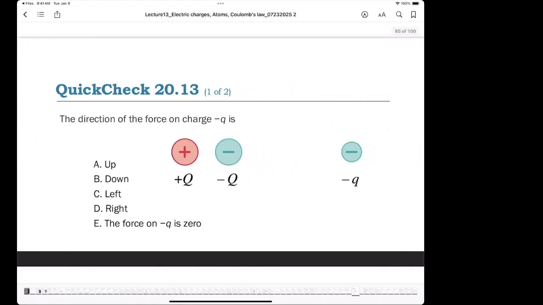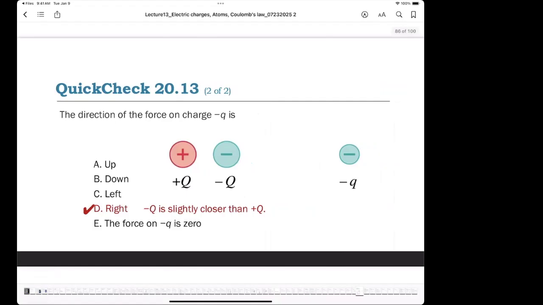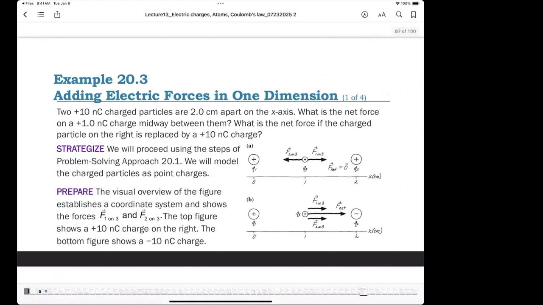The direction of the force on charge negative Q is which one? This one is negative and this one is positive, but this one is further, which means the other one is much bigger. So the answer will be D. Does it make sense to you? Because negative Q is slightly closer than positive Q. Okay, let's talk about this example.